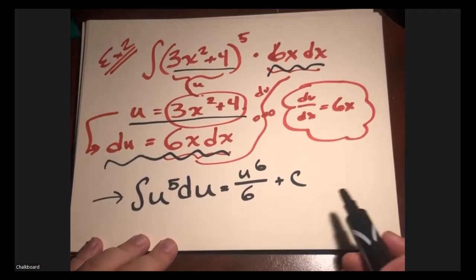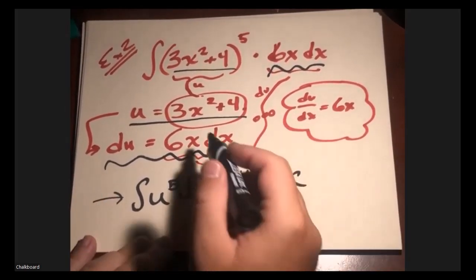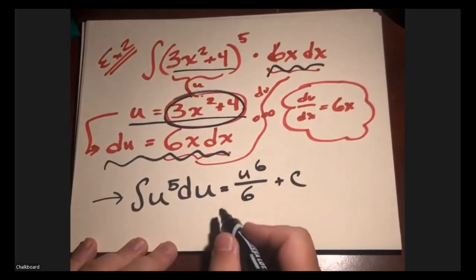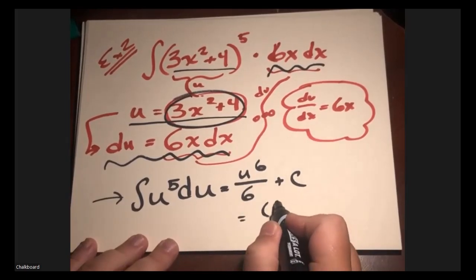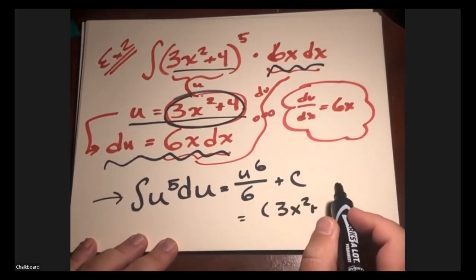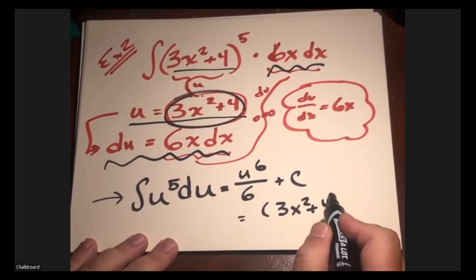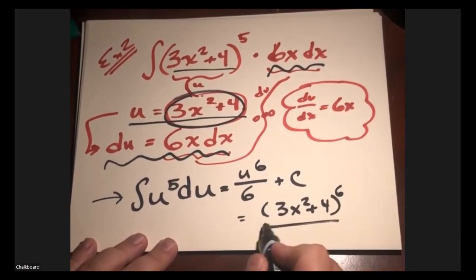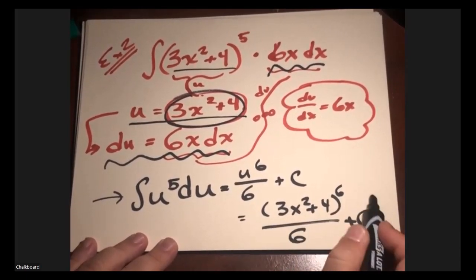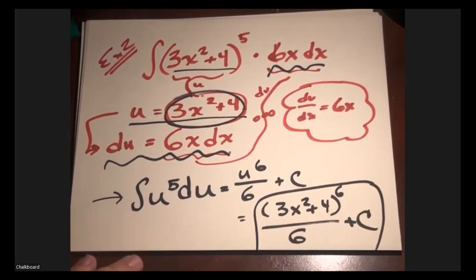What was u? We already made up u. U is right here. So the new thing actually reads, it's going to be that expression, 3x squared plus 4, to the power of 6, all over the number 6, plus c. There you go. That's what we wanted for your answer. So this is what we mean, friends, by u substitution.